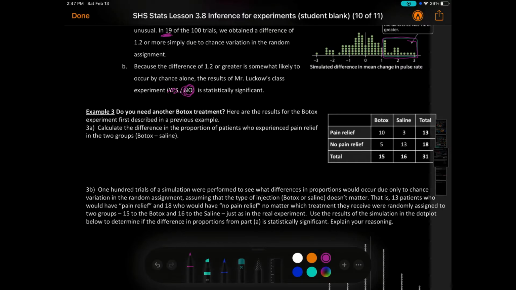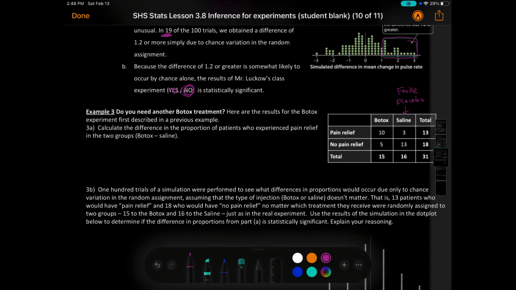All right, let's apply this. Do you need another Botox treatment? Here are the results for the Botox experiment. Remember, Botox was meant for cosmetic surgeries, but they actually found out if you gave it, it could possibly reduce back pain. Or the placebo, or the fake, was saline, which is basically like salt water.